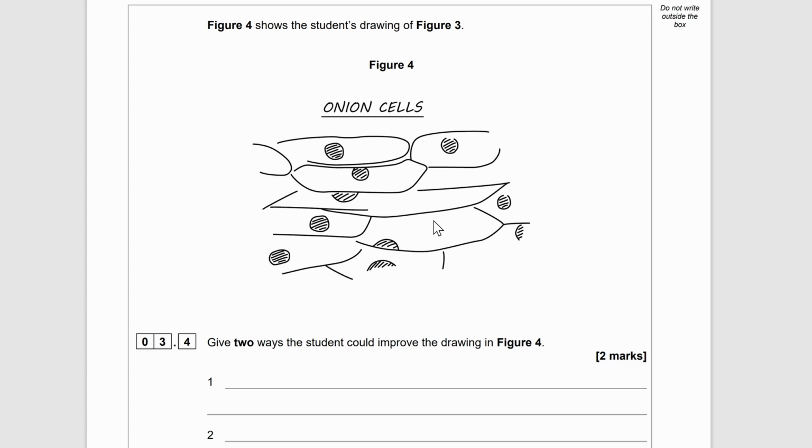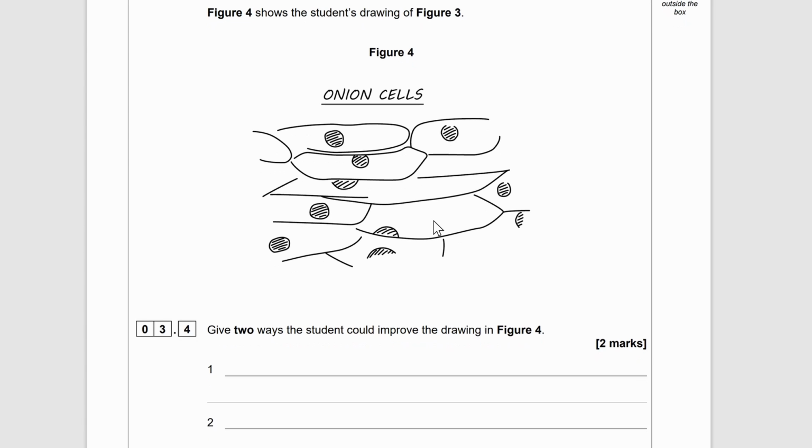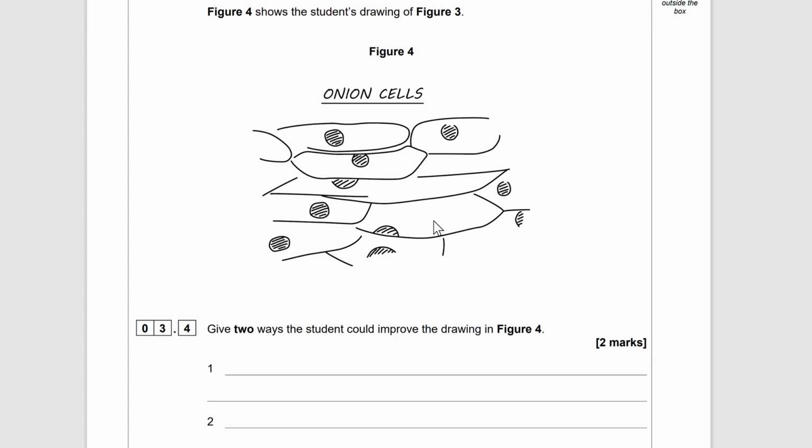Figure 4 shows the student's drawing of Figure 3. Give 2 ways the student could improve the drawing in Figure 4. So how do you draw images from a microscope or scientific images properly? Or what are some of the problems with this?